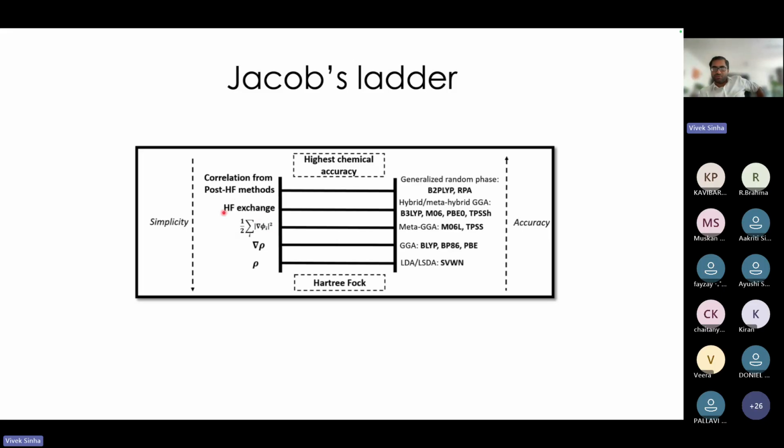Then you include the Hartree-Fock exchange, which is the B3LYP, M06, TPSS. So it's hybrid or meta-hybrid GGA. And then you have post-Hartree-Fock methods, which keep increasing you towards the highest chemical accuracy. And it's not necessary that if you use a method like coupled cluster, you will get accurate results. You have to think of so many things when you are applying. And that's where, when Arkadeep asked, do we need a deep dive, what level of understanding do we need?